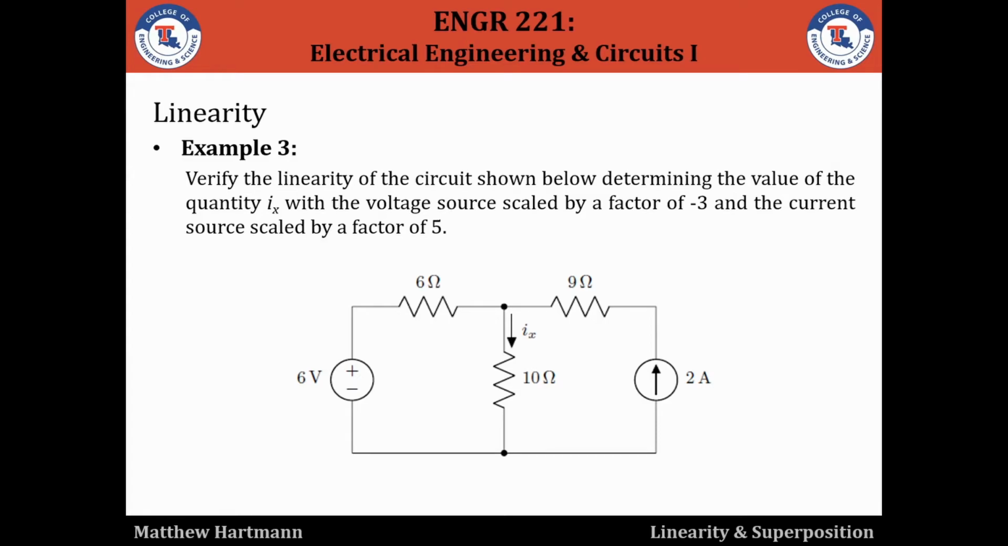Our final example asks us to verify the linearity of the circuit shown below by determining the value of the quantity Ix with the voltage source scaled by a factor of -3 and the current source scaled by a factor of 5. To verify the linearity of the circuit, we're going to have to verify that the additivity property and the homogeneity property are both satisfied simultaneously.